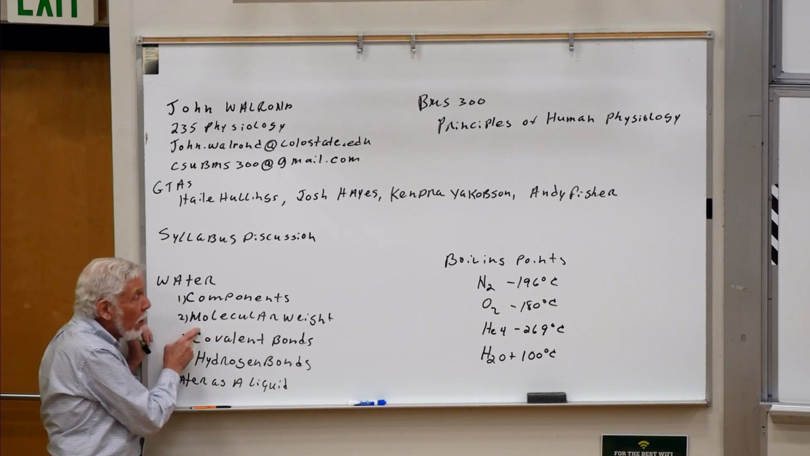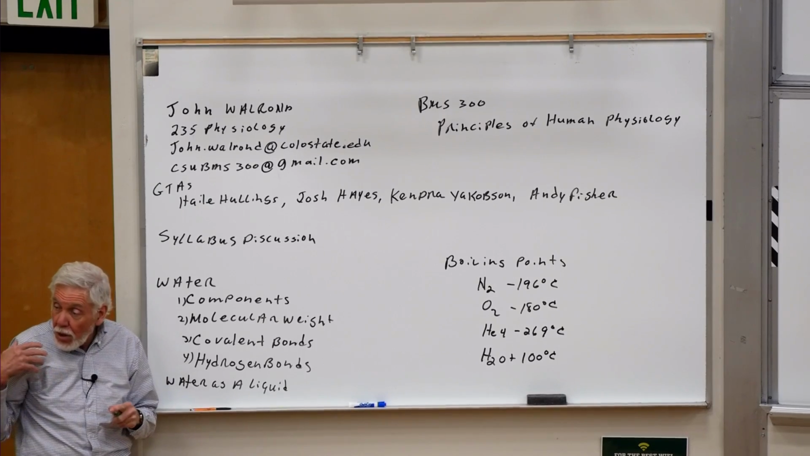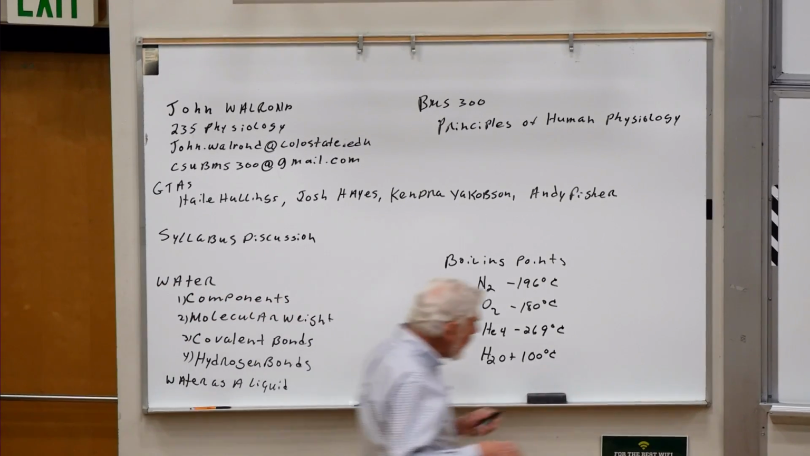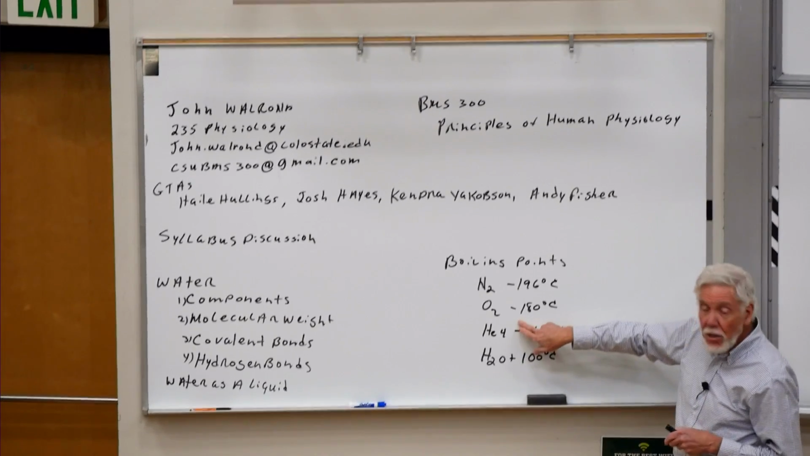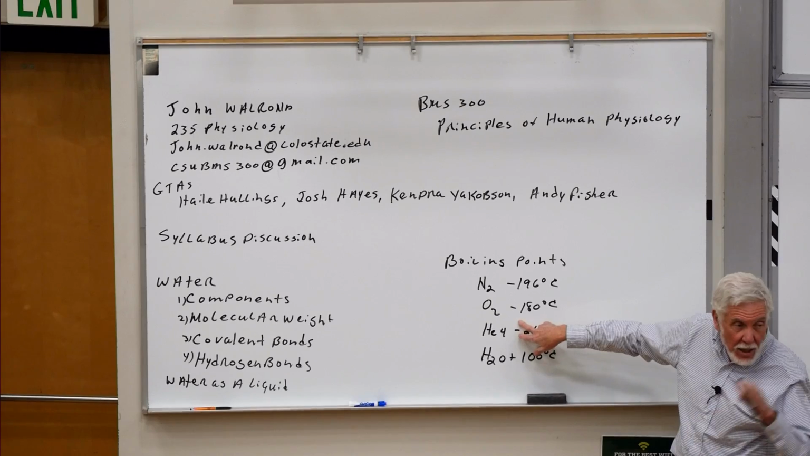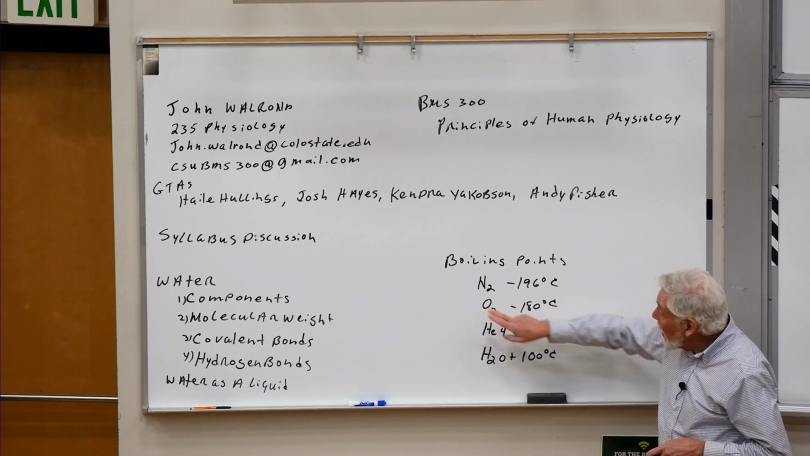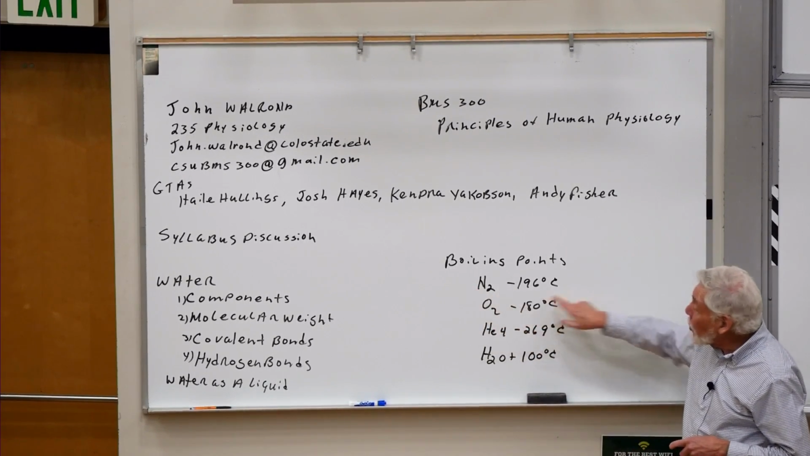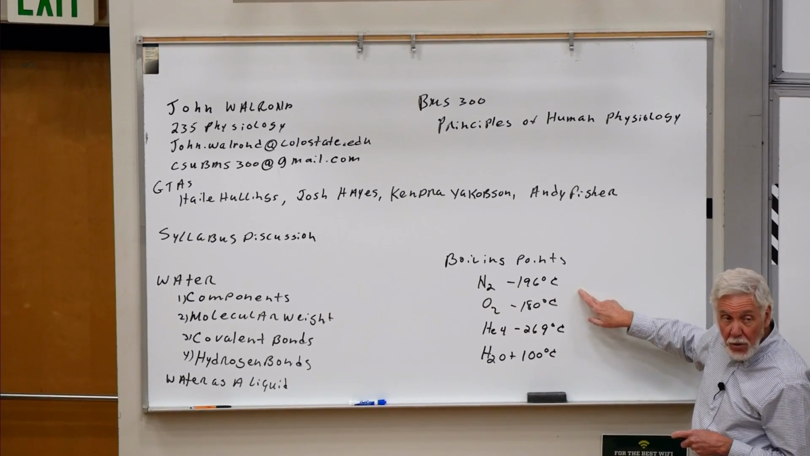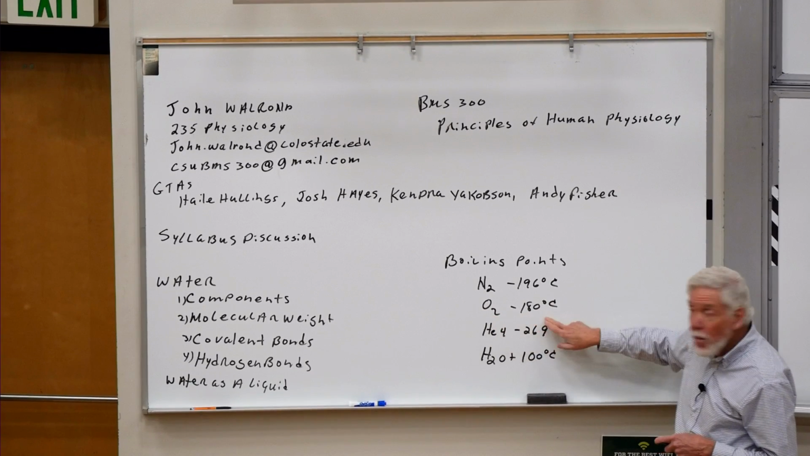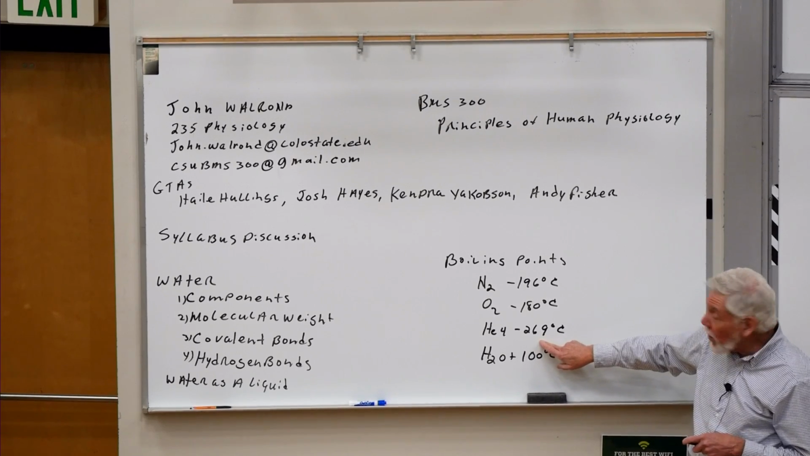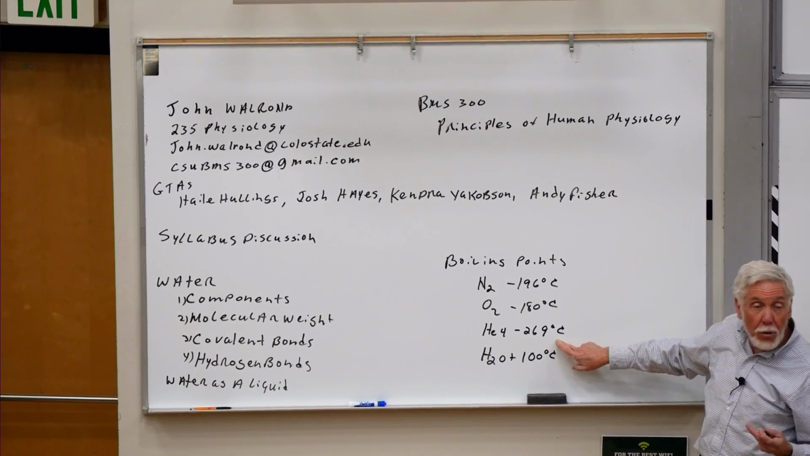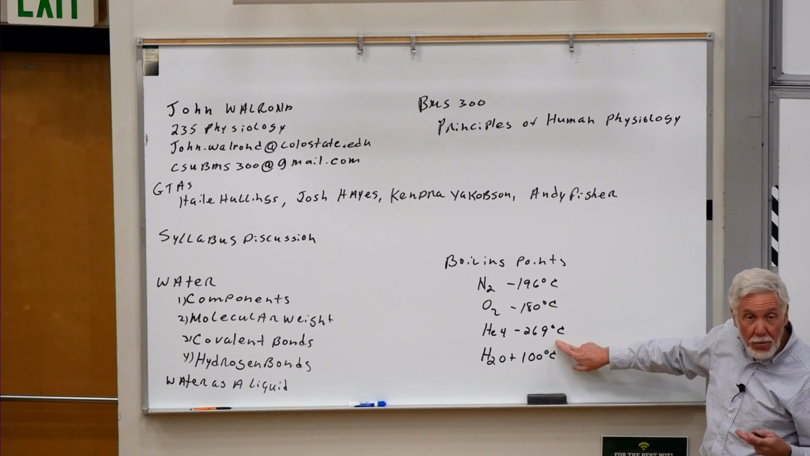It's even smaller than some of the molecules in the air around us. 79% of the air around us is nitrogen. 21% is oxygen. Now, don't memorize these numbers. These are just for reference. The boiling point of nitrogen is minus 196 degrees centigrade. The boiling point of oxygen is minus 180 degrees centigrade. If you get one of the noble gases like helium, which is really small, it has a boiling point of minus 290 degrees centigrade, which is only 4 degrees above absolute zero.